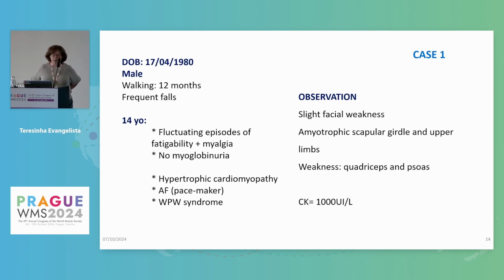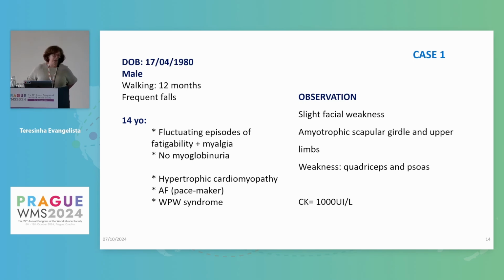It's a male. Twelve months was the age that he started walking, and he was having frequent falls. He had fluctuating episodes of fatigability and myalgia, and no myoglobinuria. He had hypertrophic cardiomyopathy, atrial fibrillation, and he had a pacemaker implanted. He also had Wolff-Parkinson-White syndrome.